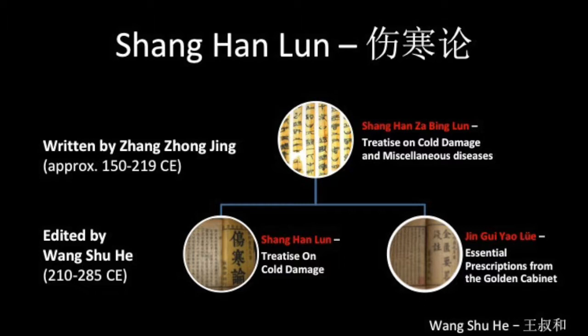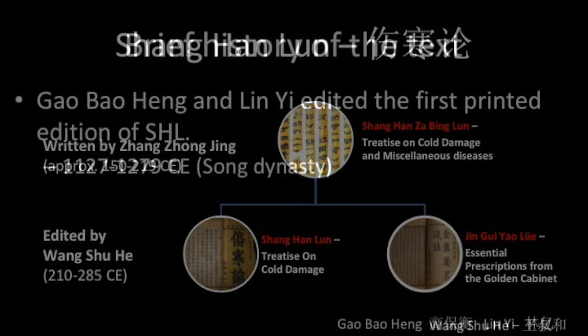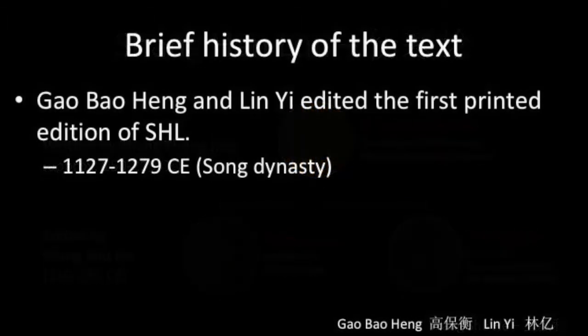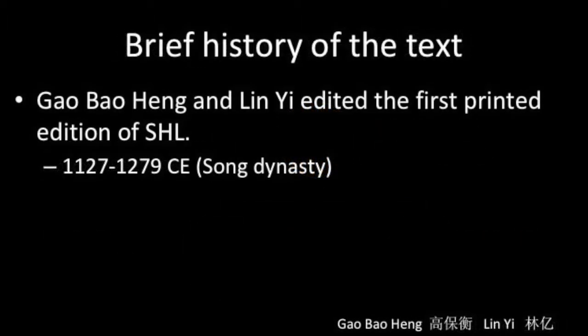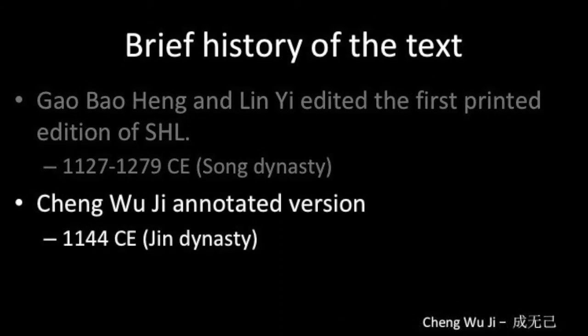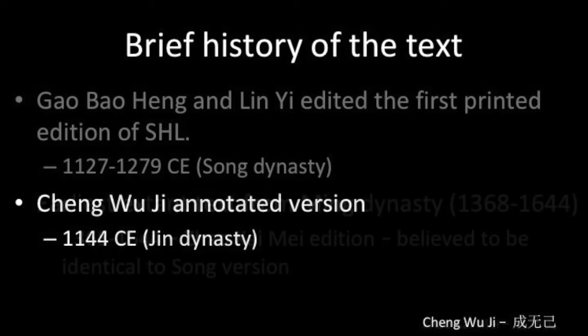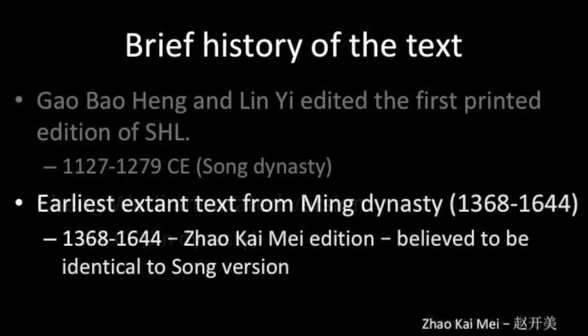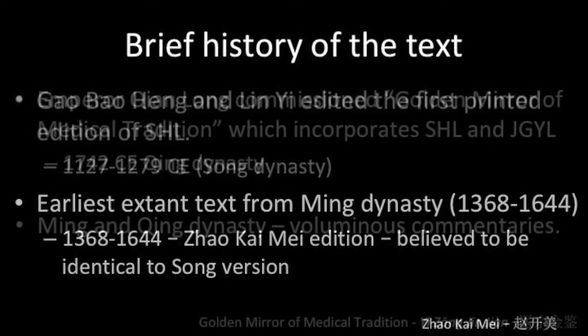After that, excerpts appear in the writings of various doctors, but it is only in the Song dynasty, when the government established the Medical Literature Editing Bureau, that the text was standardized, edited and printed. Another important addition in the Song dynasty was an annotated version by Cheng Wuji. No version from the Song dynasty has survived, and the earliest extant version is the Zhao Kaimei edition, a Ming dynasty version, which is believed to be identical to the first text edited in the Song dynasty. This is the main version relied on by most authors these days.